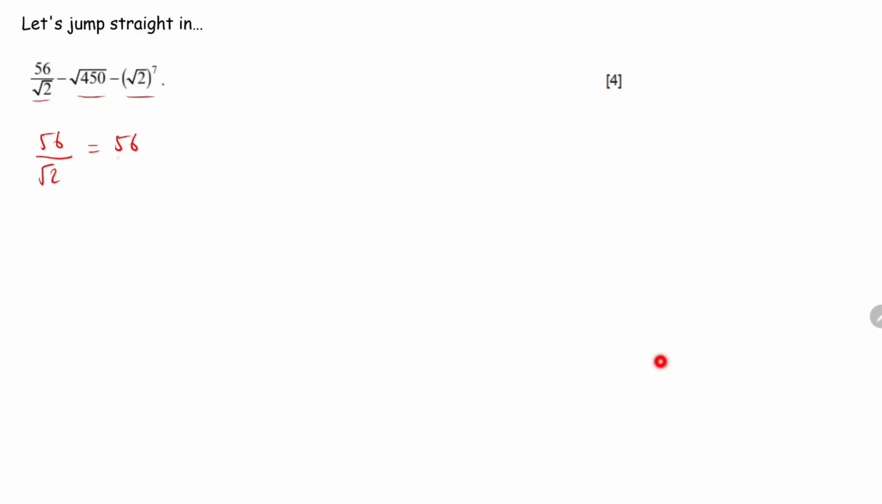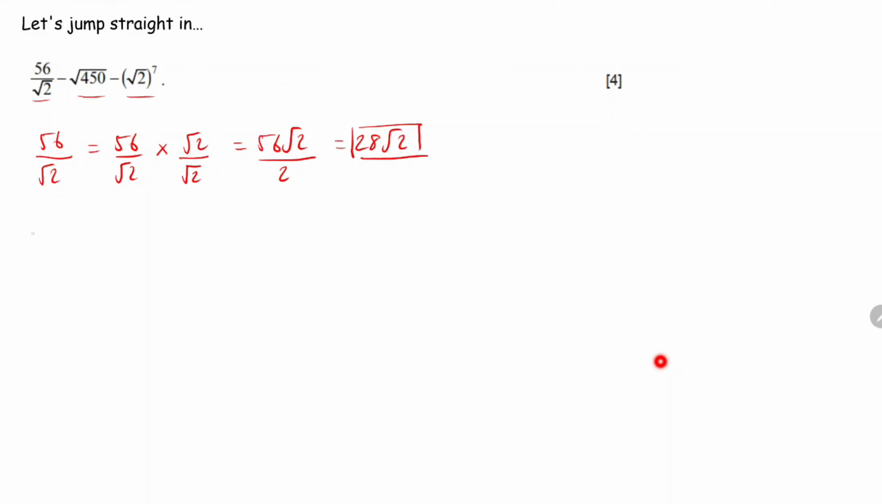So the method for doing this is you want to rationalize that denominator. We times it by a fraction that's equivalent to 1. The fraction that we're going to multiply by is root 2 over root 2. We've selected root 2 because there's a root 2 at the bottom. Multiplying gives us 56 root 2 at the top, and then root 2 times by root 2 at the bottom gives us 2. Then we can divide the 56 by 2, which gives us 28 root 2. So this is our first term.